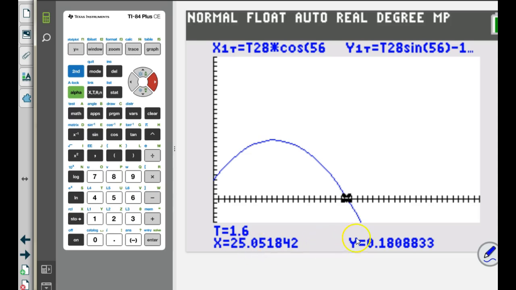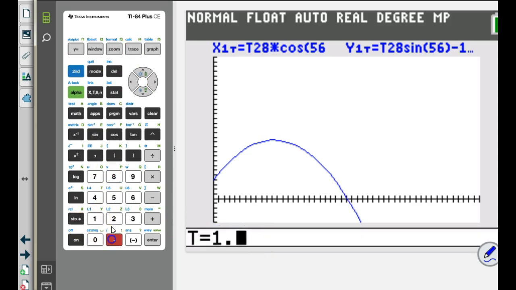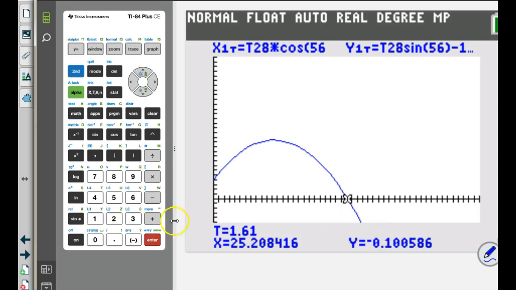Let me show you what I mean. If I wanted to try to get that closer to 0, I could put in for trace 0.161, and it gets a little closer to 0. Whatever. It's basically 25 feet away that it's landing, yes?